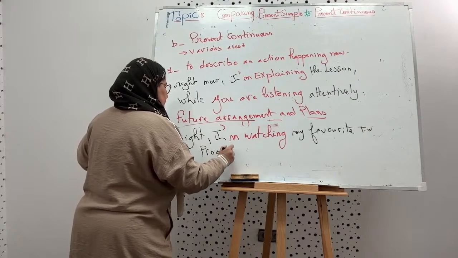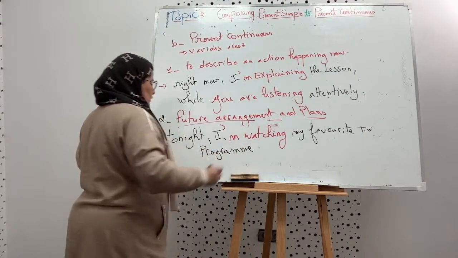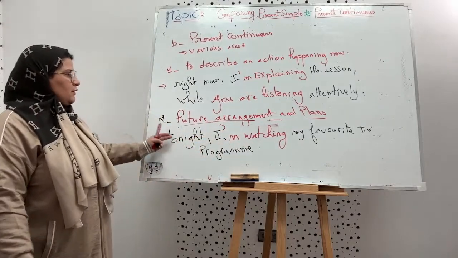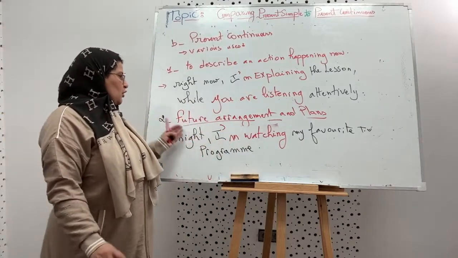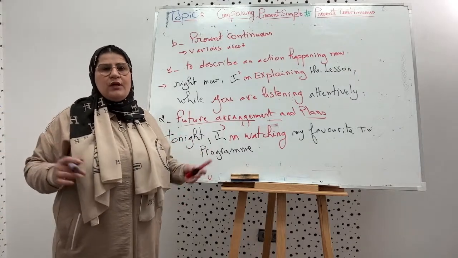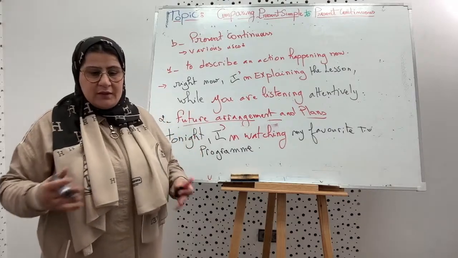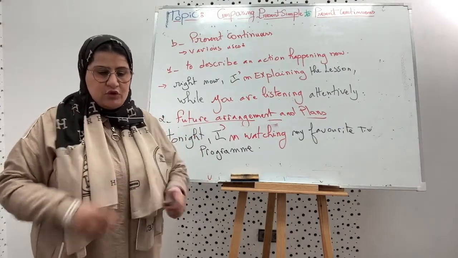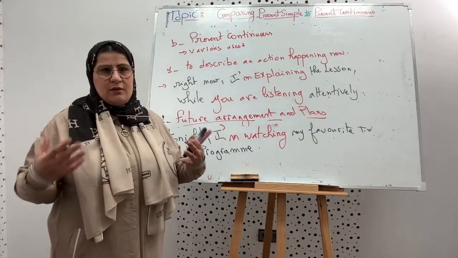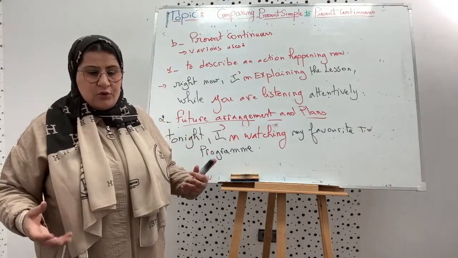Okay, you see, this is a plan for the near future, and this is an arrangement and it's a plan. So we normally use the present continuous to talk about all our pre-arranged plans in the future or in the near future. Finally, we use the present continuous to talk about a temporary situation or event.